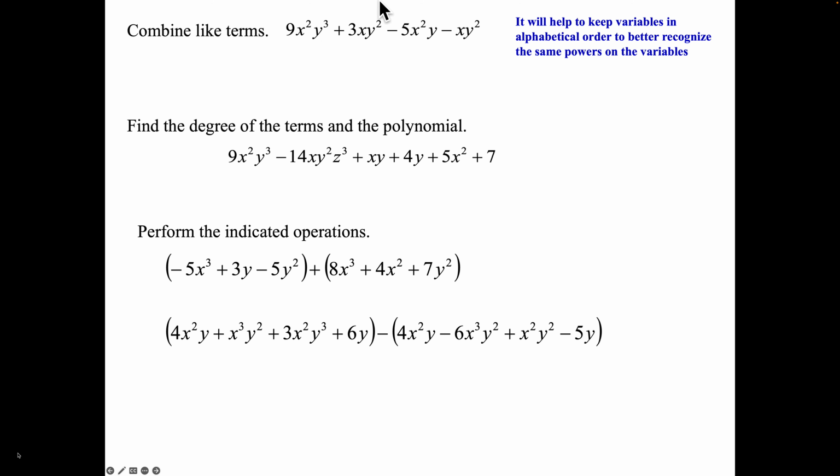Next, we're going to go out and try to identify like terms. All right, so the only like terms I see are an x to the first y squared, x to the first y squared. So I'll combine those together to get a 2xy squared. The 9x squared y cubed, no match, the minus 5x squared y, no match. These are the only two you can combine, and that's my final answer.